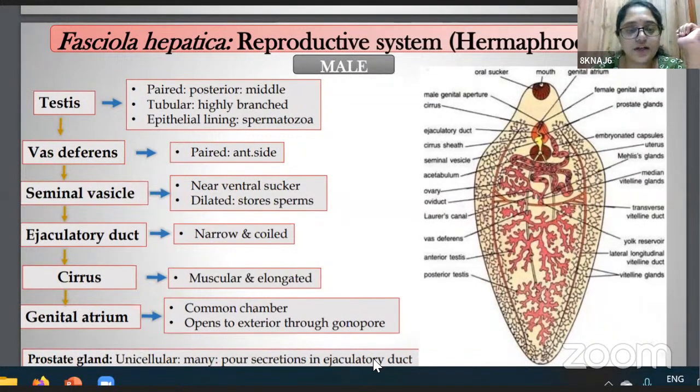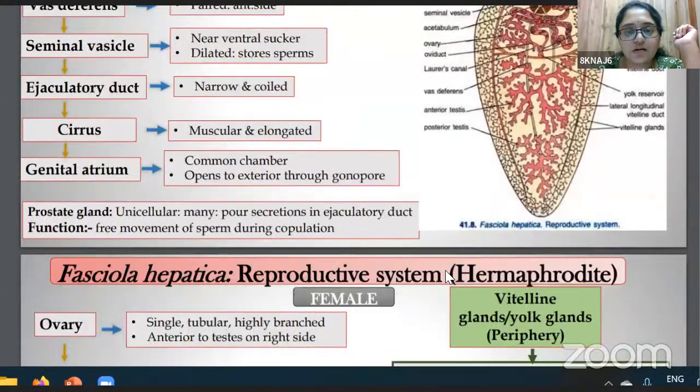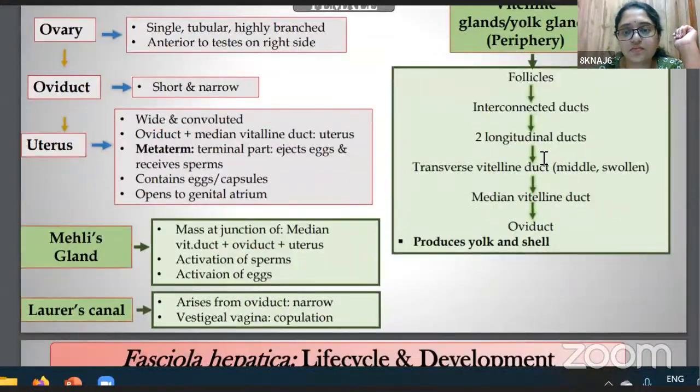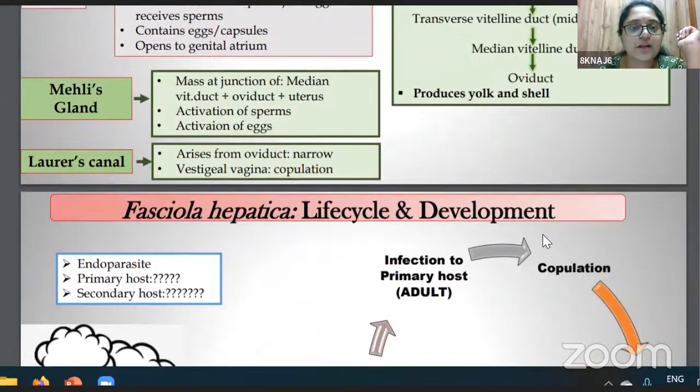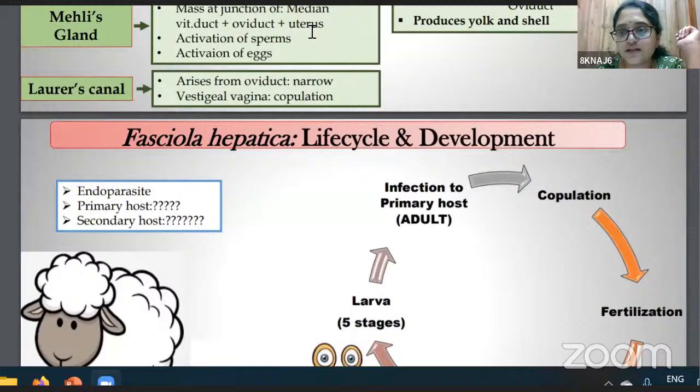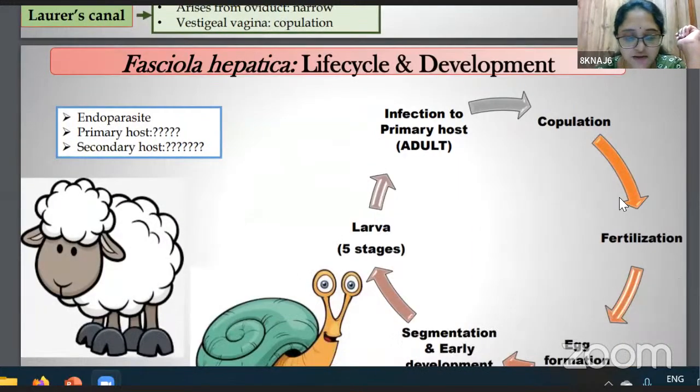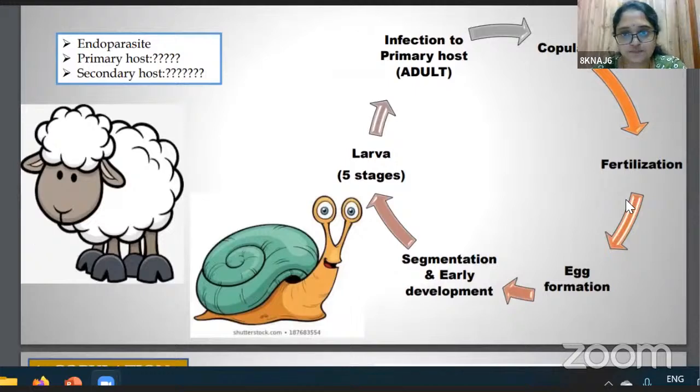So when it comes to the development, this is how it is. The follicles, interconnected ducts, two longitudinal ducts, transverse vitelline ducts, median vitelline duct to oviduct, which produces yolk and shell. So when it comes to Fasciola hepatica's life cycle and development, it is very complex. Several larval stages are present and two hosts. So it is known as digenetic. Again, let us see how it is.